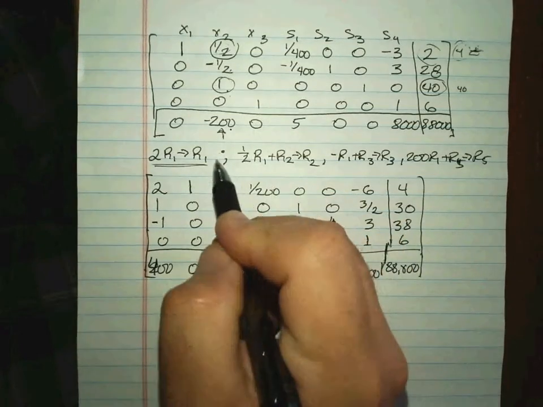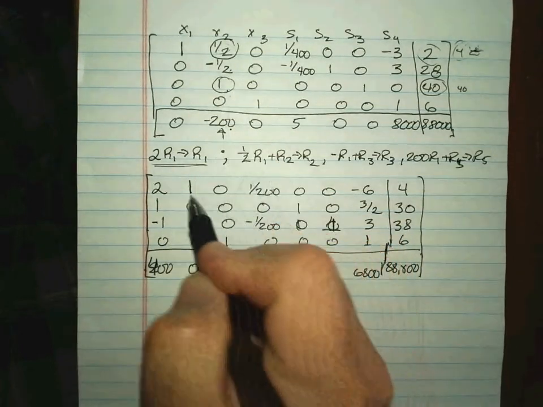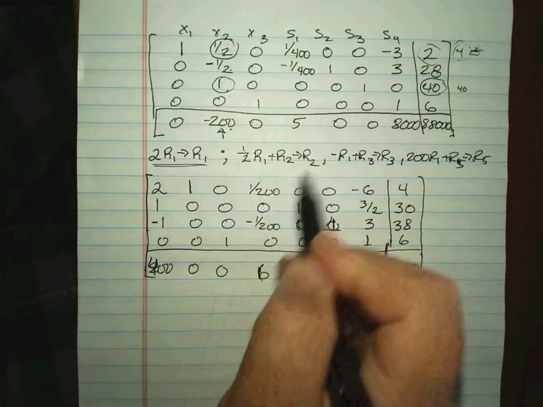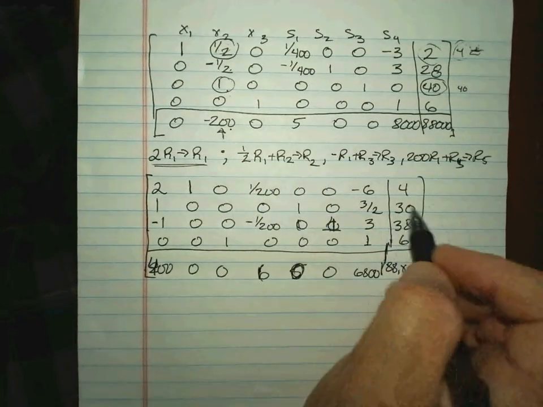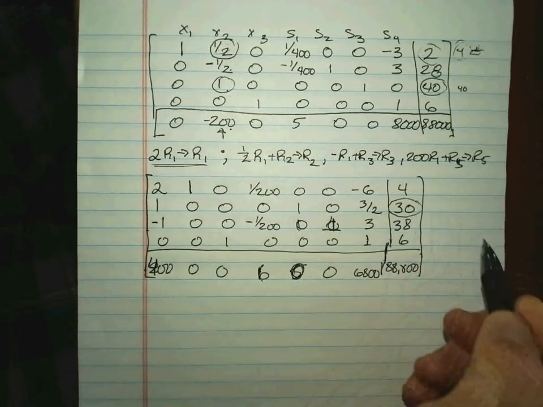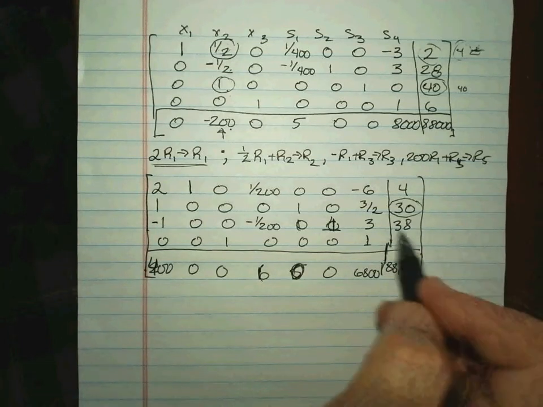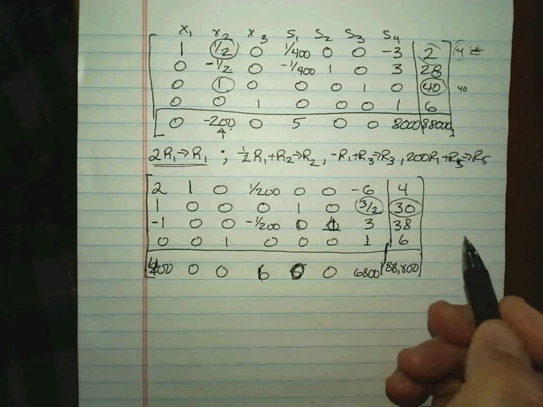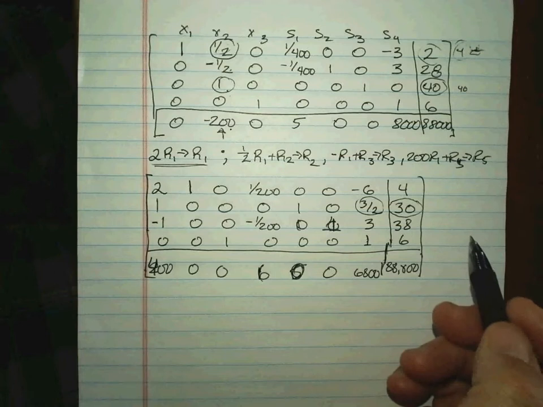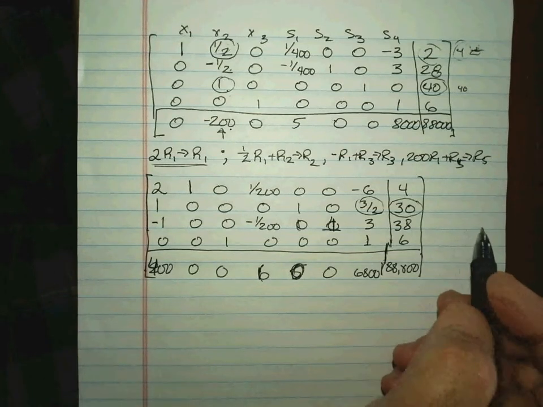To kill the negative 1/2, I'm going to take 1/2 of my new row 1, add that to row 2 to make a new row 2. And what that gives us here is a 30, not a 28, and this is a 3/2, not a negative or positive 3, as they had apparently put there.